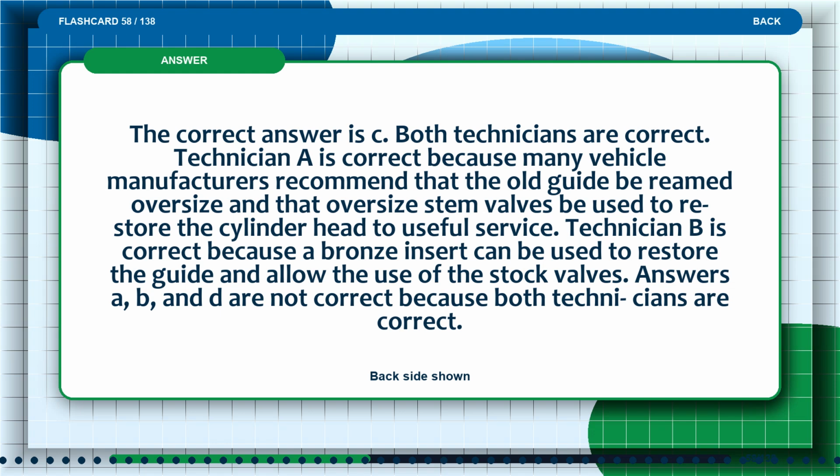The correct answer is C. Both technicians are correct. Technician A is correct because many vehicle manufacturers recommend that the old guide be reamed oversize and that oversized stem valves be used to restore the cylinder head to useful service. Technician B is correct because a bronze insert can be used to restore the guide and allow the use of the stock valves. Answers A, B, and D are not correct because both technicians are correct.